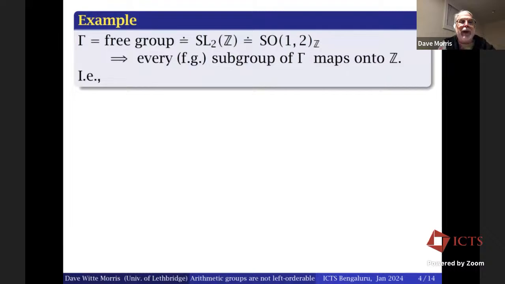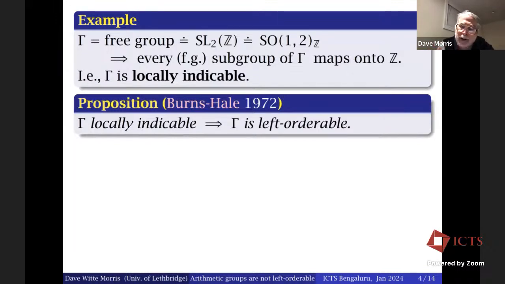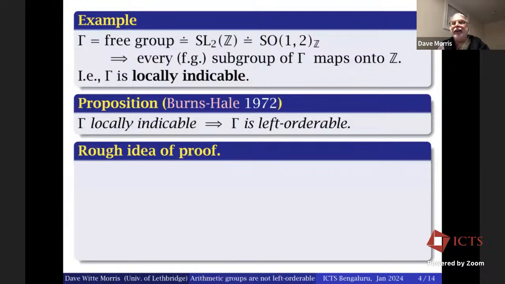A group with this property, that every finitely generated subgroup maps onto Z, is called locally indicable. And it's not difficult to show, and it's been known for decades, that any locally indicable group is left-orderable. If you have a locally indicable group, you can put an order relation on it that's invariant under translation. I won't prove this in detail, but let me just give the idea. It's not difficult, but there are technicalities involved.